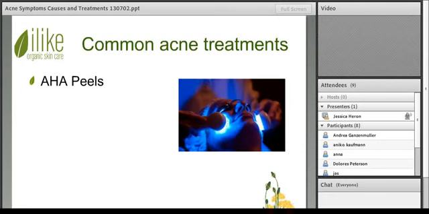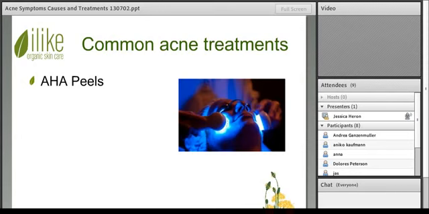Of course, regular exfoliation is important and part of the maintenance, but it depends on the strength, depending on where you are and what stage of acne you're in. Now, if you're in the higher stages of acne, very red, very inflamed, you're going to have more gentle treatments with more focus on reducing inflammation.